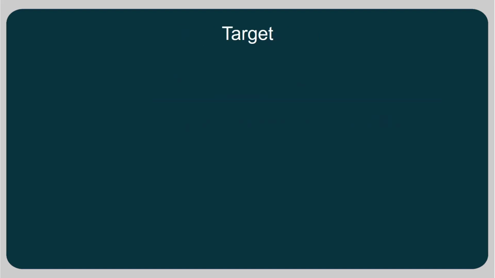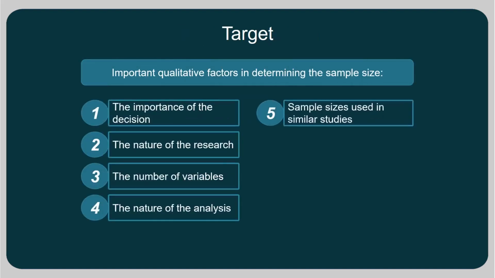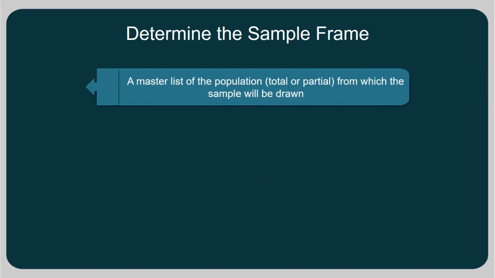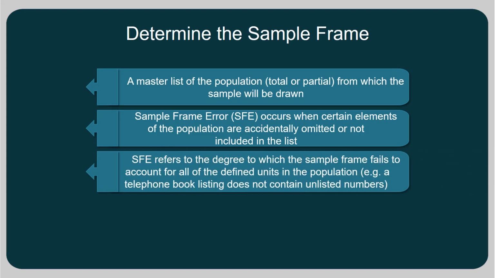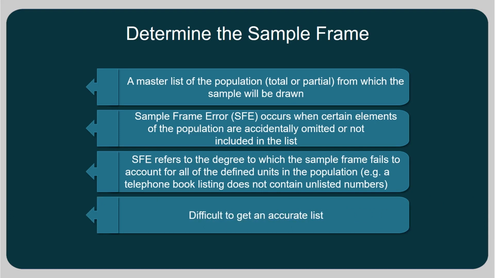Now, in the sampling designing process, we come to step 2. Step 2 is to determine the sample frame. Sample frame is a master list of the population from which the sample will be drawn. In this process, we also come across sample frame error, which occurs when certain elements of the population are accidentally omitted or not included in the list. Sample frame error refers to the degree to which the sample frame fails to account for all of the defined units in the population. For example, a telephone book listing does not contain unlisted numbers. It is difficult to get an accurate list.